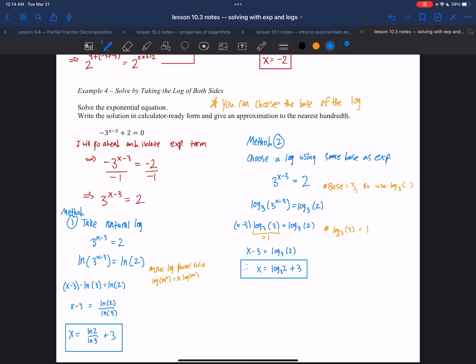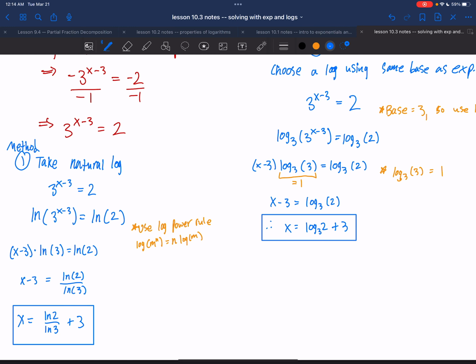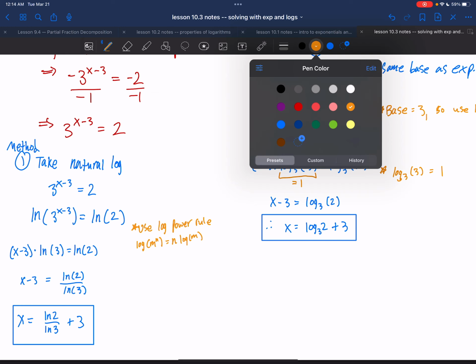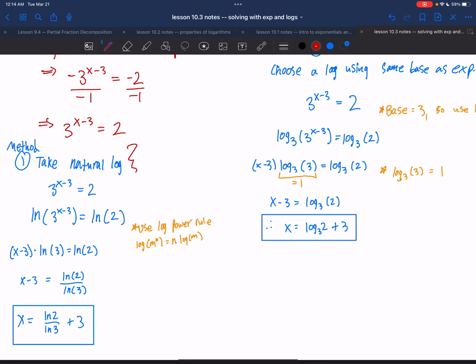It's actually the exact same thing. So why am I even bothering with this? And maybe I'll put this in red. Useful for calculus later. Okay? Method 1, where you take a natural log or take a log base 10. There are just some calculus problems that use it. It's just going to be nice, okay?